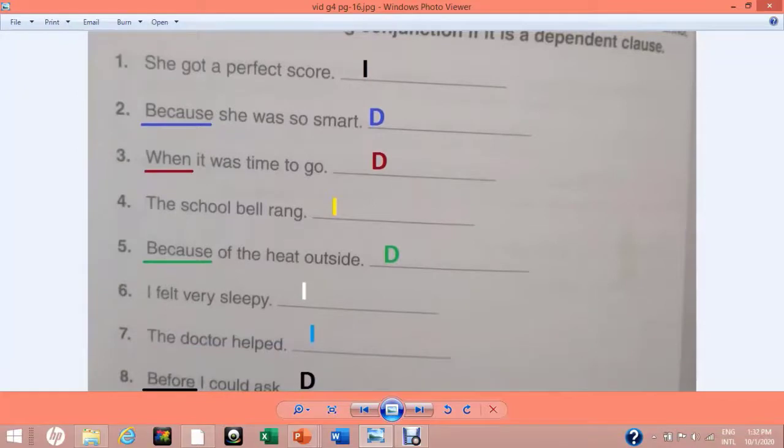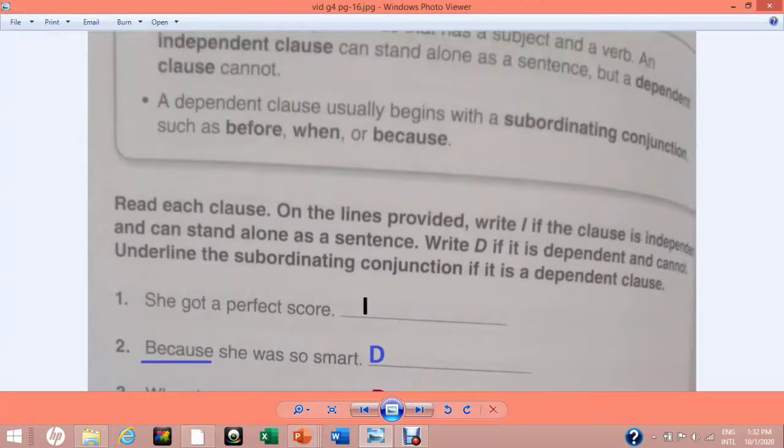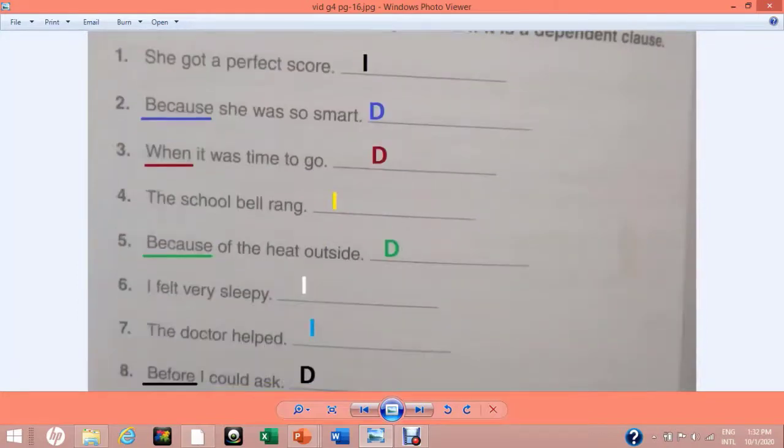Number 4, the school bell rang. It is an independent clause. Number 5, because of the heat outside, that is a dependent clause. So you will underline because. Because is one of the subordinating conjunctions as written in the box of page number 16. Before, when, or because, these are the three subordinating conjunctions.